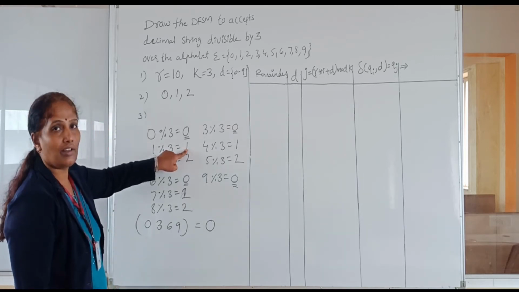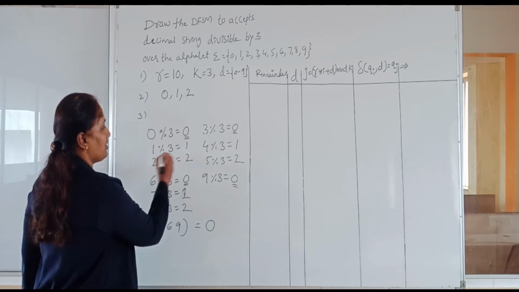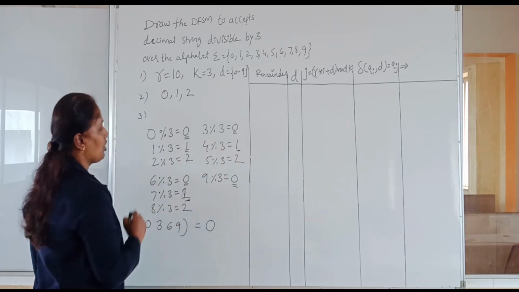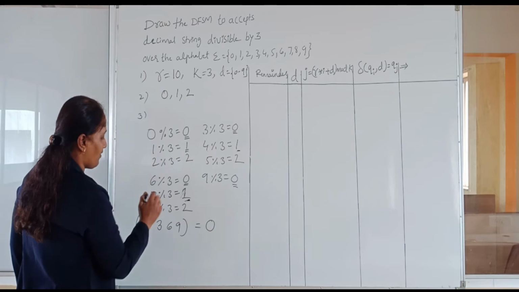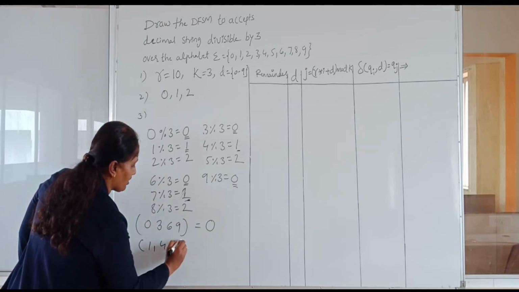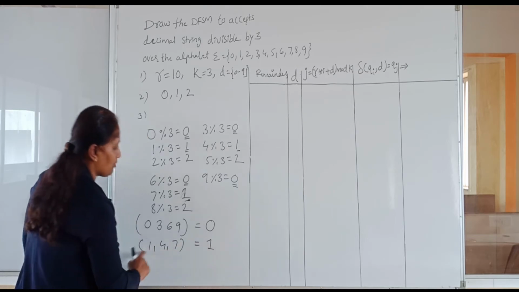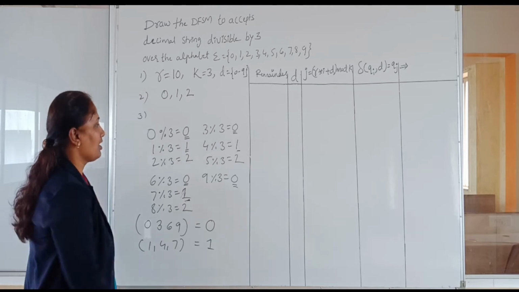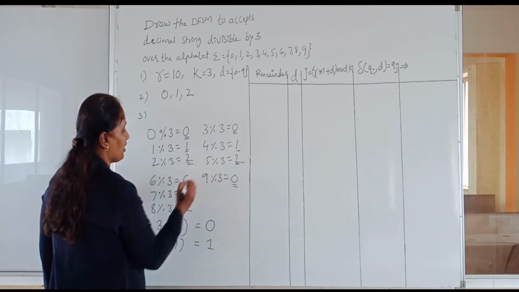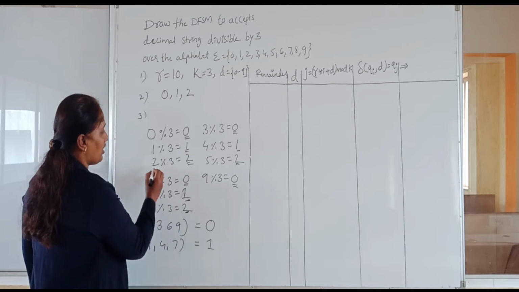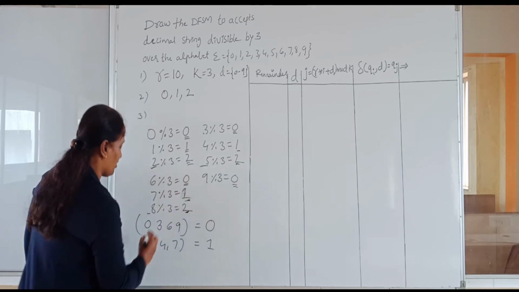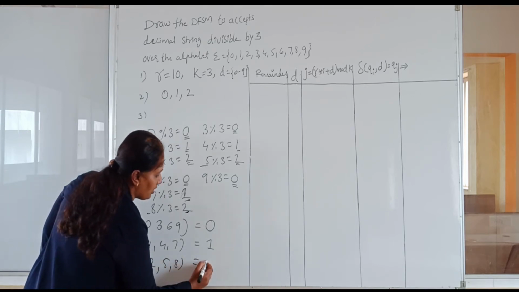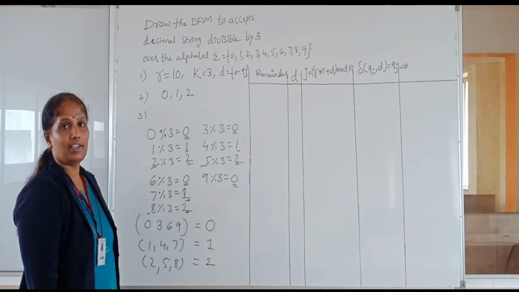Next, check out the remainder value 1 for a digit. Here I have a 1, next here I have a 1 and here. So I am going to group 1, 4, 7, because these numbers give me 1 as a remainder after dividing by 3. Next, you do the same for remainder 2. Here I am going to group 2, 5, 8 because these numbers return a remainder of 2 after dividing by 3.